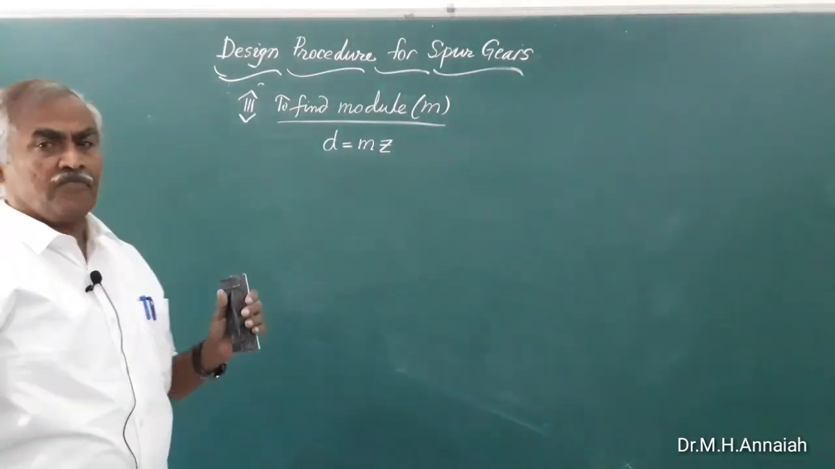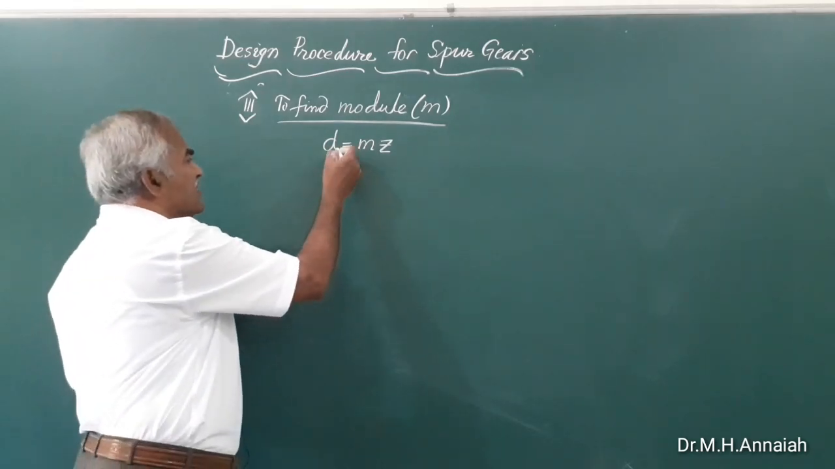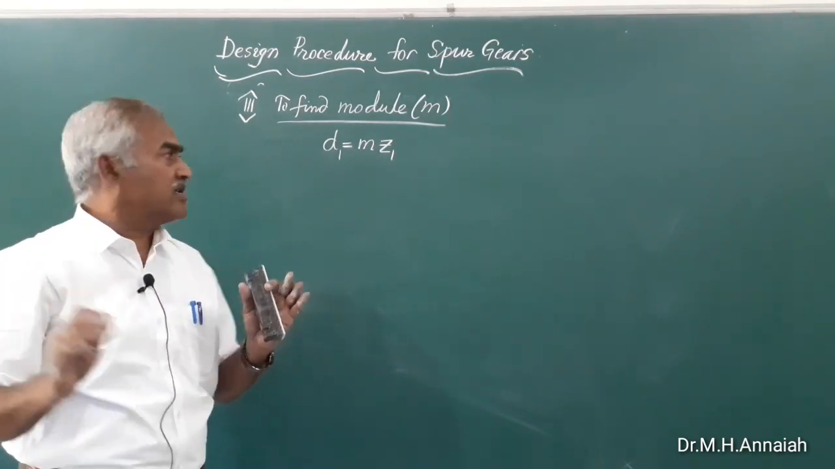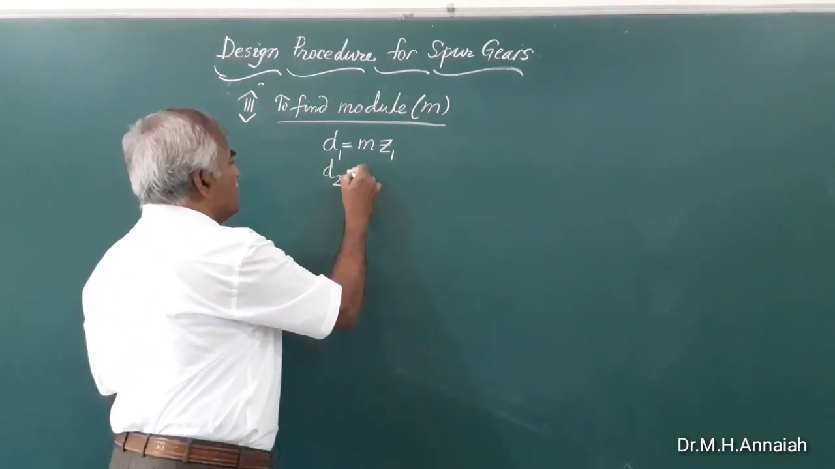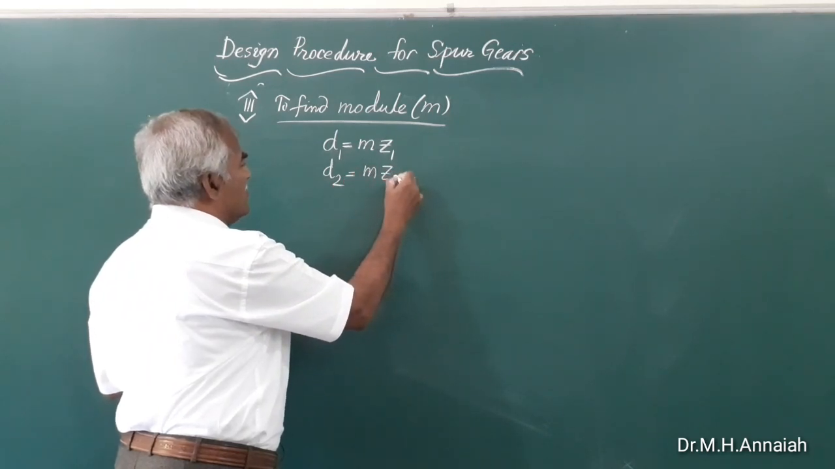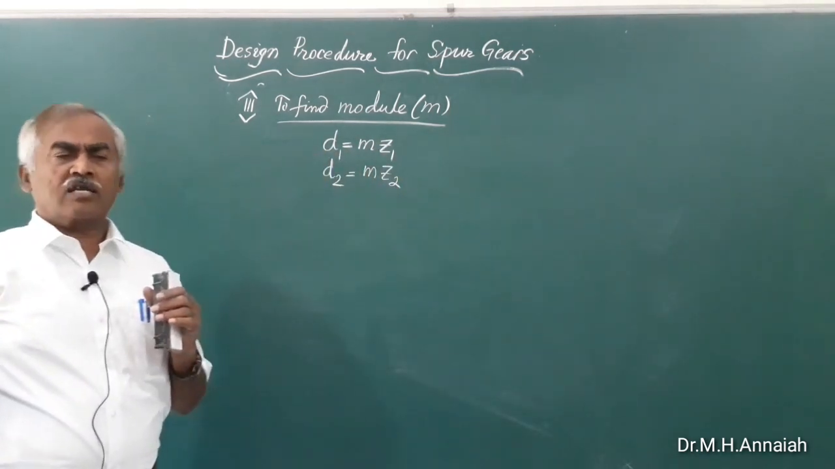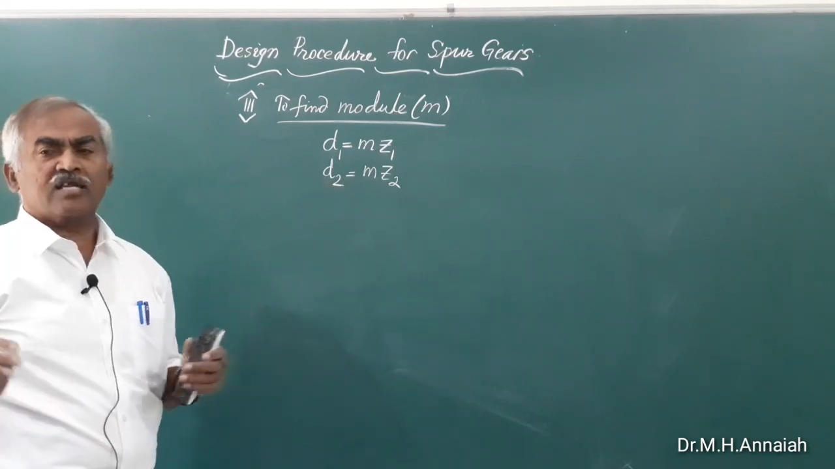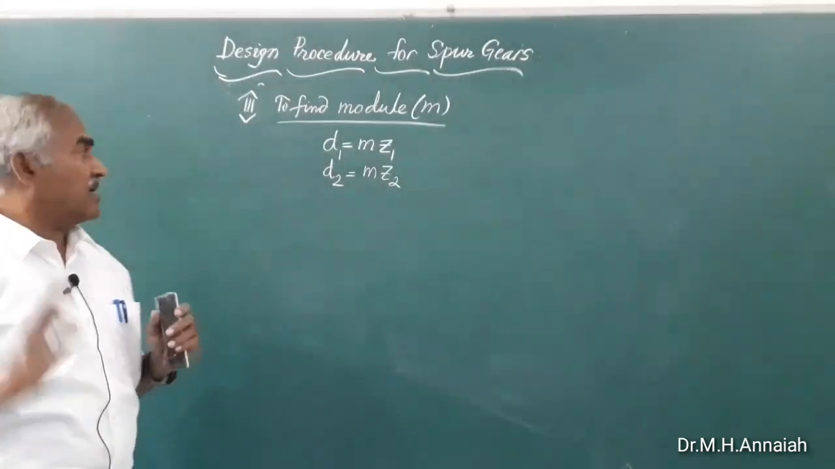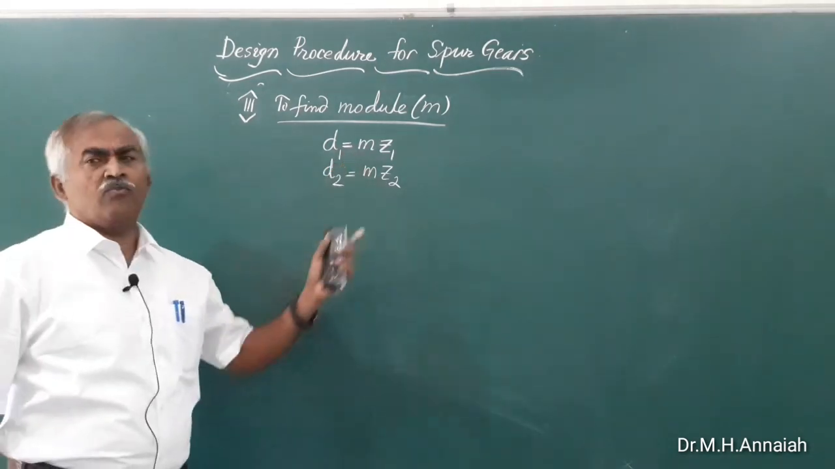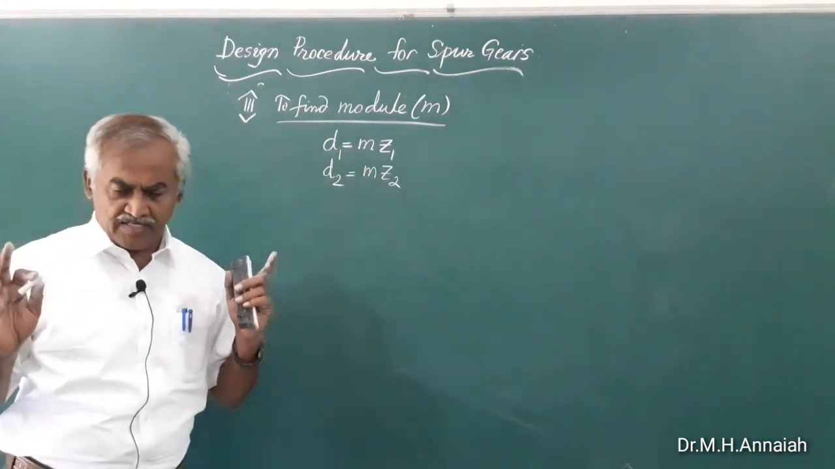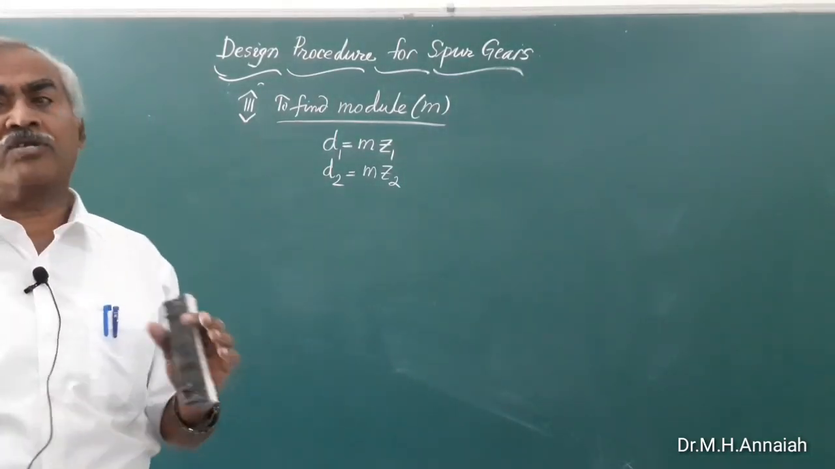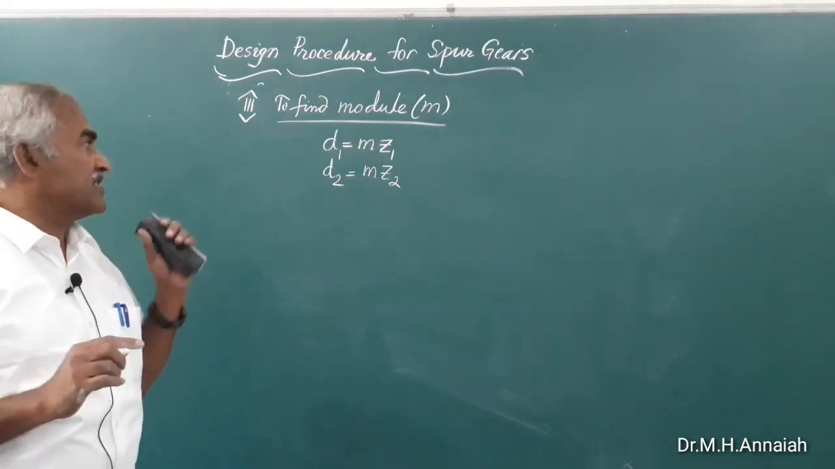Friends, here if you want to find out the diameter of pinion, this is going to be D1, and this is going to be Z1. So, D1 is equal to m Z1. Likewise, for the gear, we have D2 is equal to m Z2, where Z1 and Z2 are the number of teeth on pinion and gear. D1 and D2 are the pitch circle diameters of pinion and gear, and this value of module will be the same. Remember friends, in any of these gears, spur, bevel, helical, whatever it may be, the module will not change. It is going to be the same for both gear and pinion.